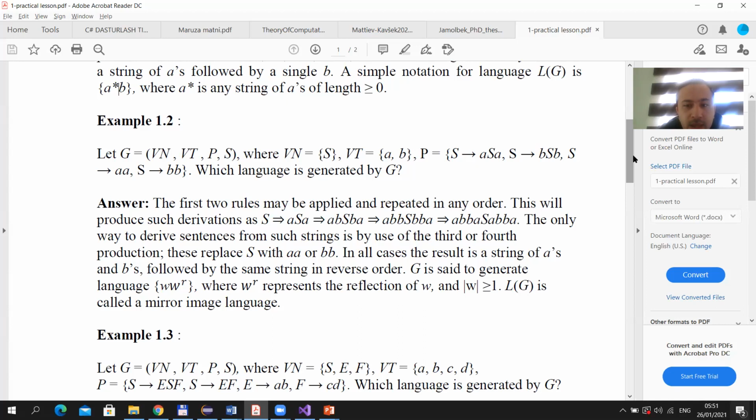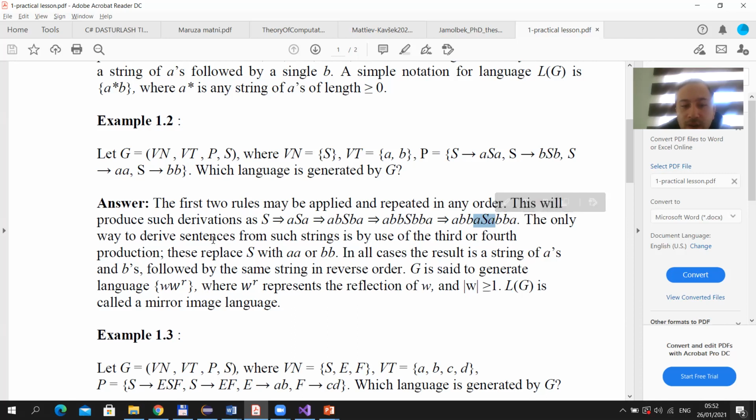Again, the same thing. The first two rules may be applied and repeated in any order. This will produce such derivations. For example, S gives ASA; if we put BSB here, the second rule, we get ABSBA. Then for S we put BSB again, and then here maybe this time ASA.